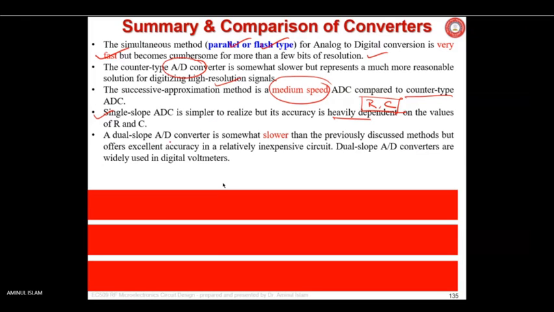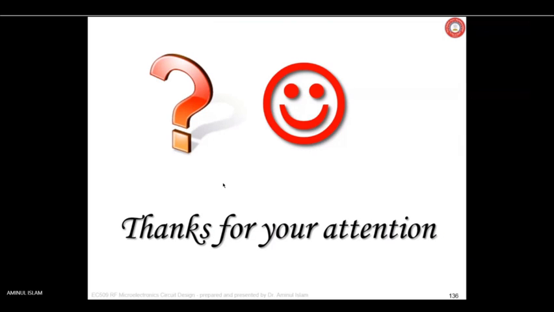Then the dual slope ADC you have studied in the last class. It is the slowest one, but its accuracy is excellent because it doesn't depend on R and C. Yes or no? We have understood all those things. Yes, sir. All these things we have studied, and hence it is summarized here in this slide. Remember those, and then we are going to end this.